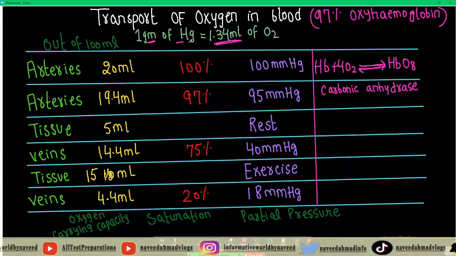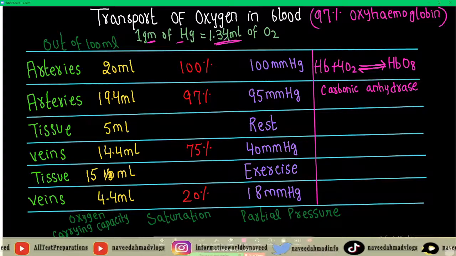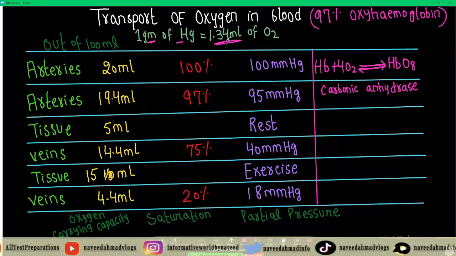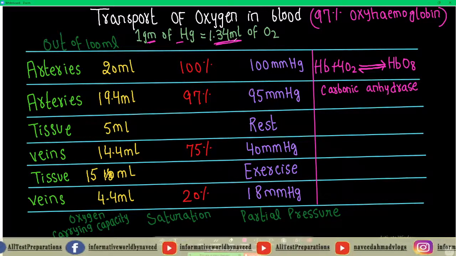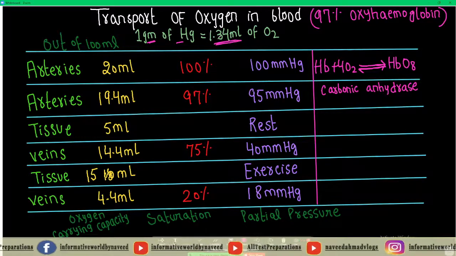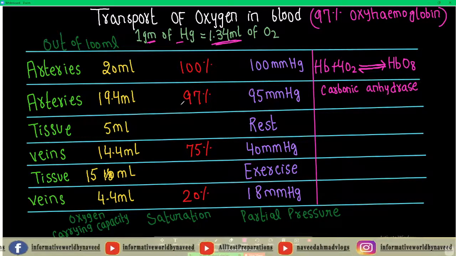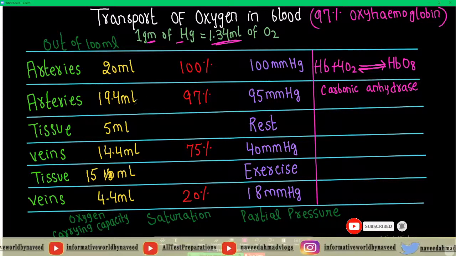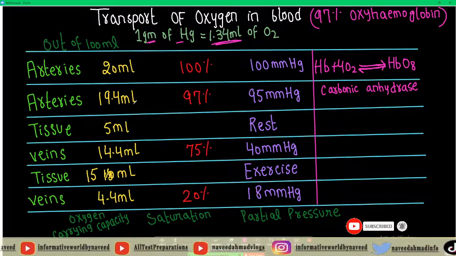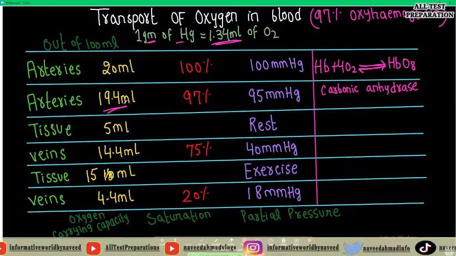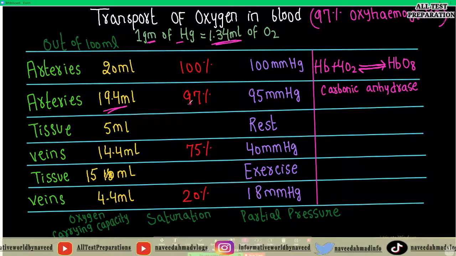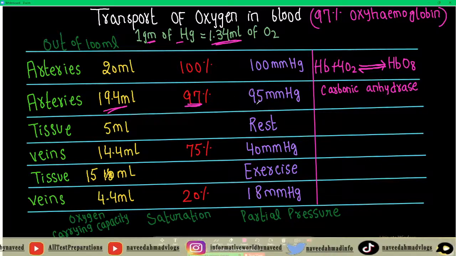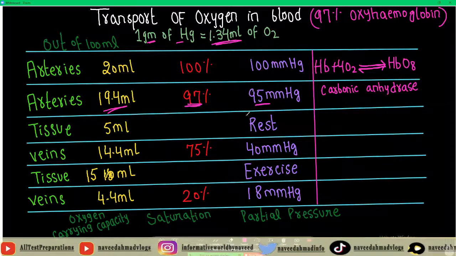When hemoglobin has the capacity to carry 1.34 ml of oxygen, then the blood is able to transport 19.4 ml of oxygen out of 100 ml, and at that time the blood is 97% saturated, while the partial pressure is 95 millimeters of mercury.